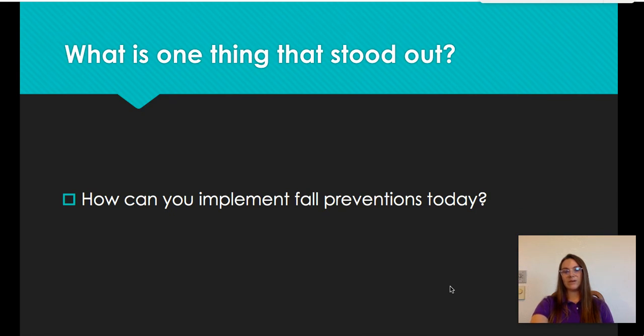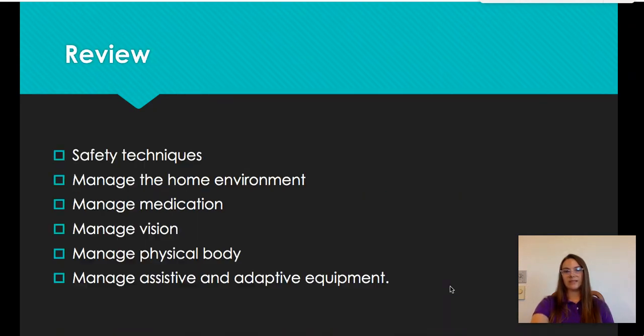31% of people after some time were found to be living normally and healthfully. So this is really important, and you can do things to prevent falls now. So some things that we talked about: safety techniques, managing the home environment, managing medication, managing vision, managing the physical body, managing assistive and adaptive equipment.